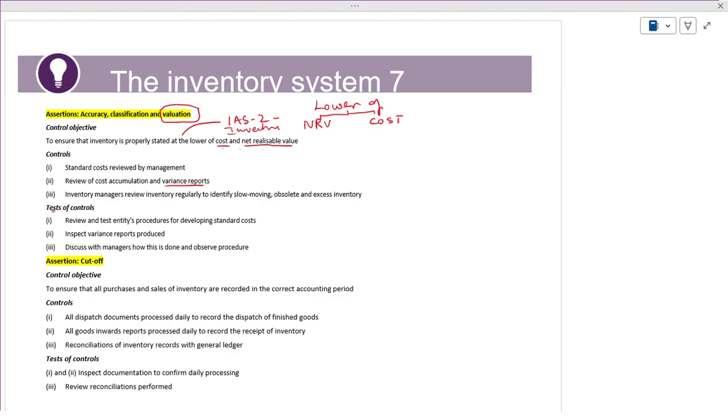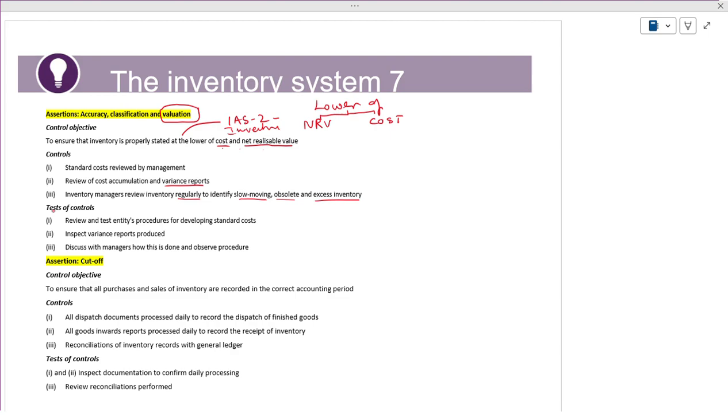Don't go into that much. I'm just giving you an idea. What are the variance reports? What we have to do is review accumulation and variance. Inventory managers review inventory regularly. What are the slow moving goods? What are the obsolete and expiry goods? And what is the excess inventory?